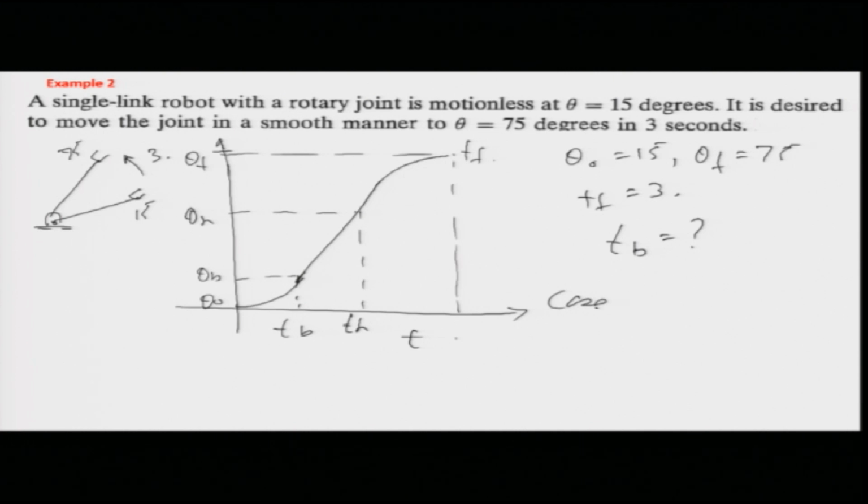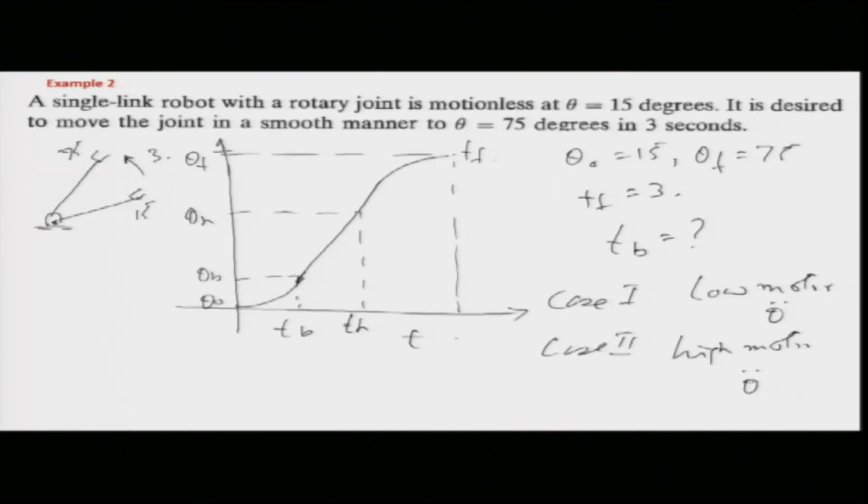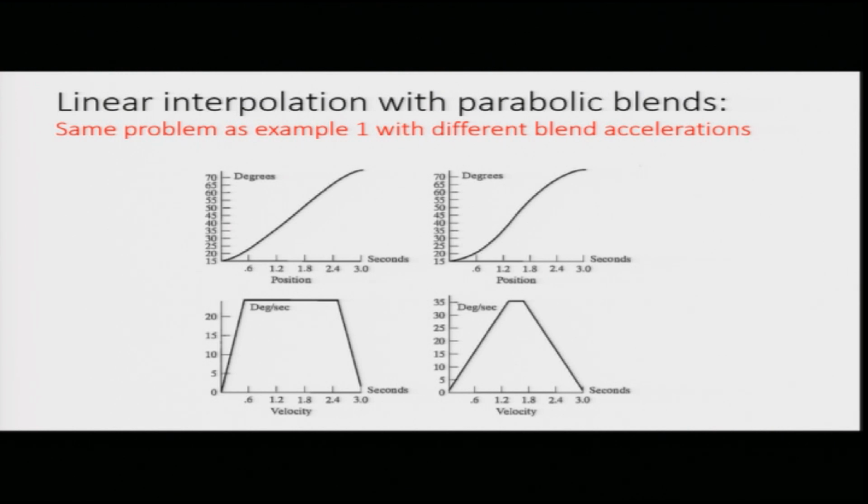So, we are seeing 2 cases. Case 1 is a low motor acceleration, motor theta double dot, and case 2 is a high motor theta double dot. If I give a low theta double dot, this Tb will go towards the right, and if I give a very high theta double dot, it will go towards the left. Again, we follow exactly the same procedure. I find out the corresponding Tb, which I can compute from this equation, and then I plot the position, velocity and accelerations, and what we get is this.